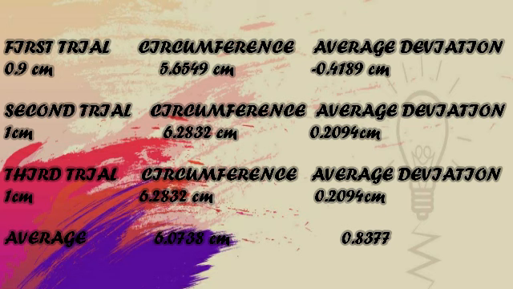On the first trial, with the average deviation of negative 0.4189 centimeters. On the second trial, 0.2094 centimeters. The same with the third trial. The mean of the average deviation is 0.8377 centimeters.